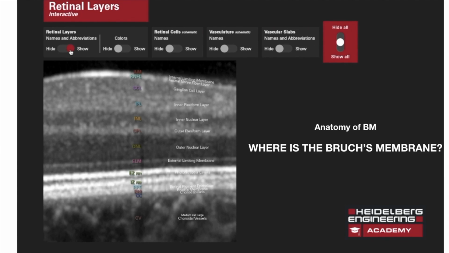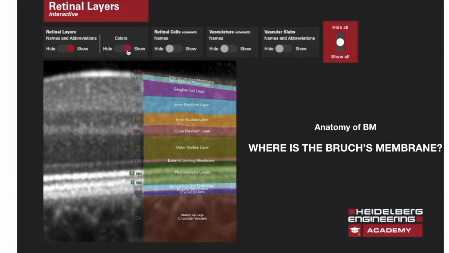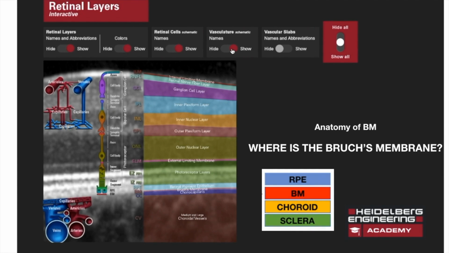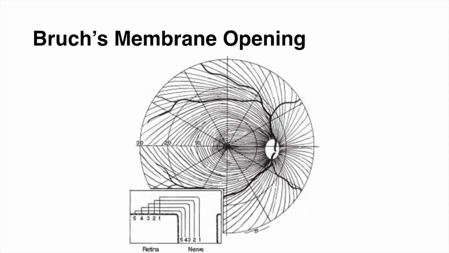Reorienting the anatomy. Where is the Bruch's membrane situated? Bruch's membrane lies in between the retinal pigment epithelium present on top of it and the choroid lying beneath it. Bruch's membrane opening.